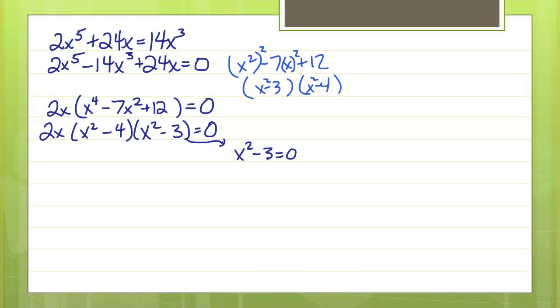if I set that equal to 0, I guess I could do the quadratic formula, but it's way easier to just take the square root. Square root, don't forget your plus and minus. So x equals positive and negative square root of 3. Those are 2 of my solutions. 1.717 something something. So that's 2 of them.